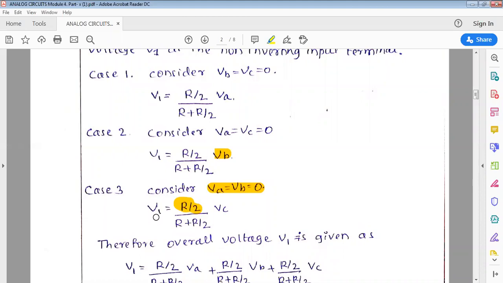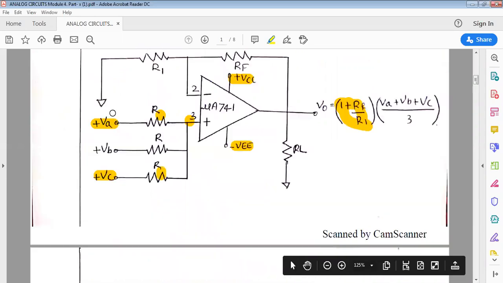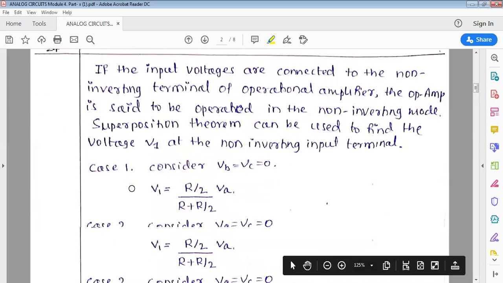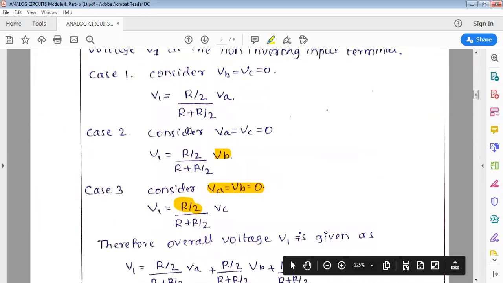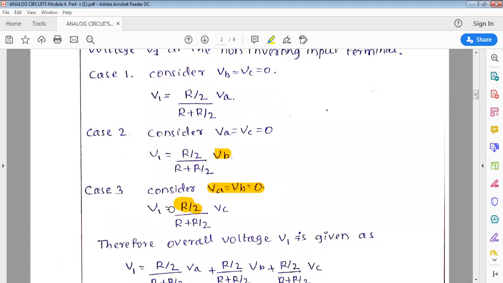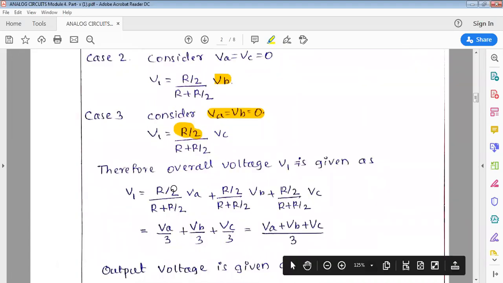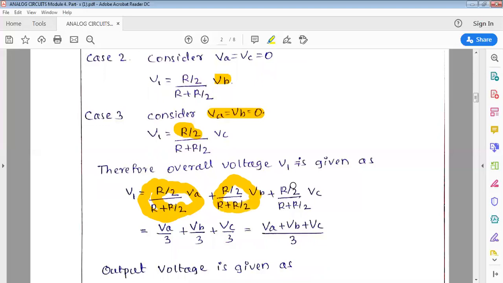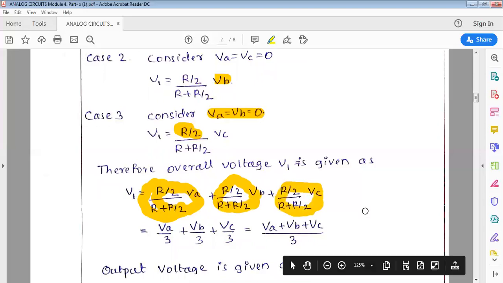That is because of all the three power supplies, VA, VB and VC, and that we can get by adding all these three. That is, the first part is the voltage because of the voltage VA, this is because of the supply VB, and this is because of the supply VC. All the three we need to add.